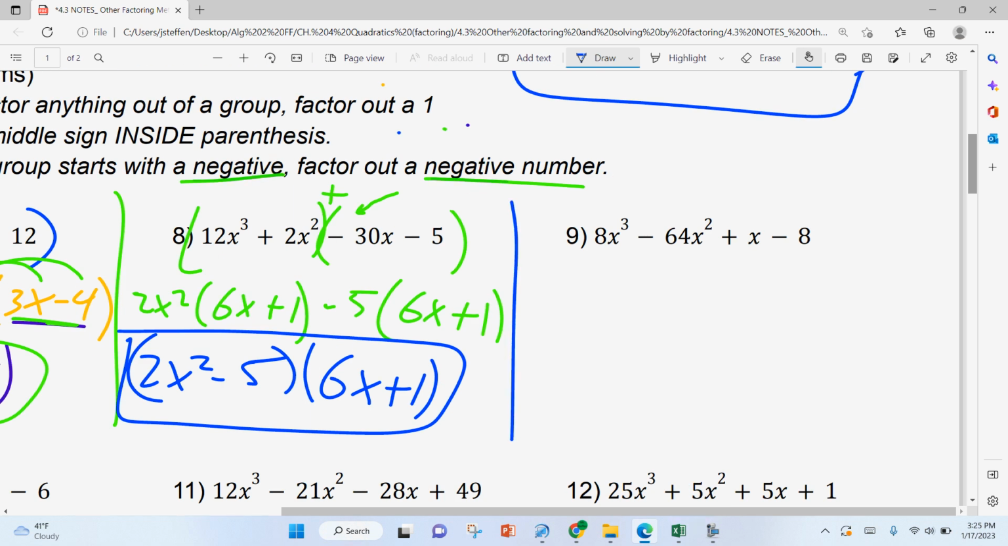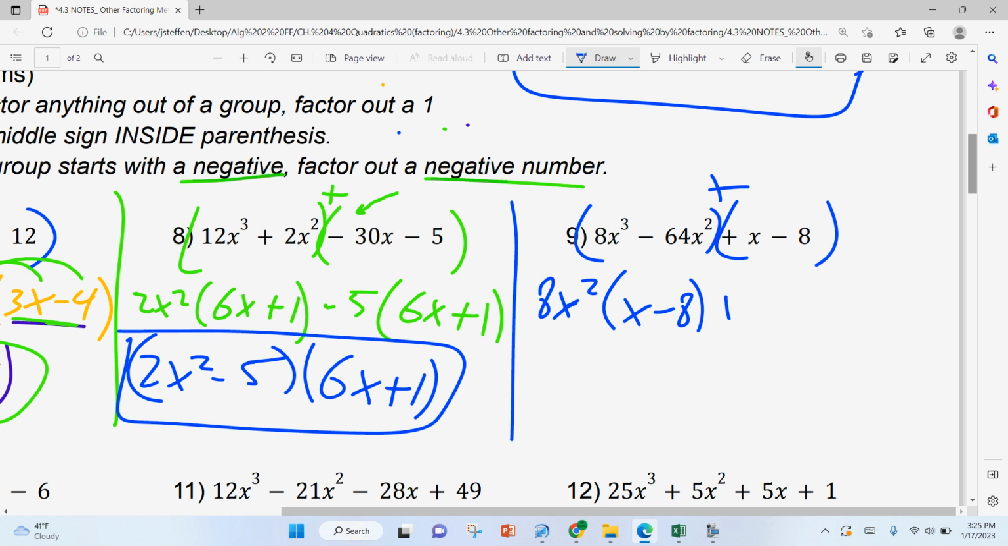And the last one, put your groups. I can factor out an 8x squared. That leaves x minus 8. Now, for this one, if you can't factor out anything, please factor out a 1. That doesn't happen usually, but for our purposes, that's definitely going to help you with this one.